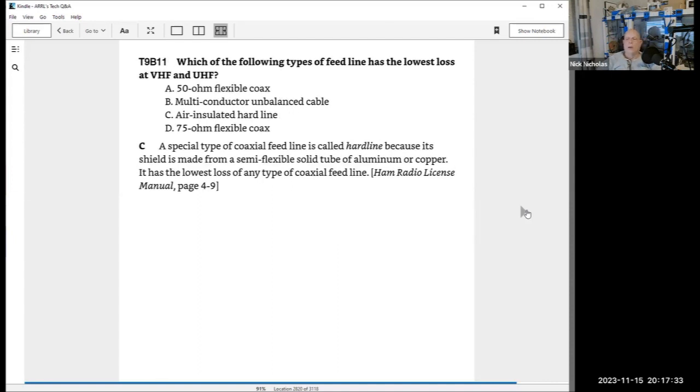Which of the following types of feed line has the lowest loss at VHF or UHF frequencies? Well, the answer to that is going to always be a hard line, and C, air insulated hard line, is the best of the feed lines you can get. What do we also know? It's also the one we have to do the most to make sure moisture and water doesn't get into it.